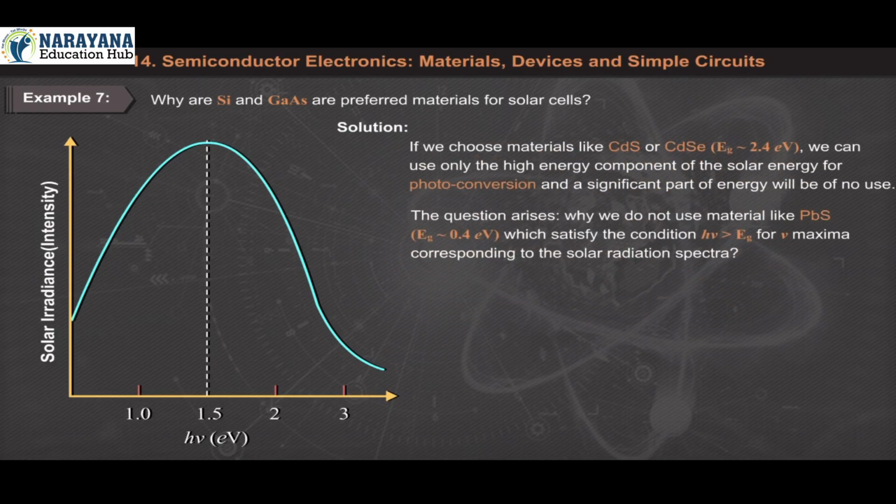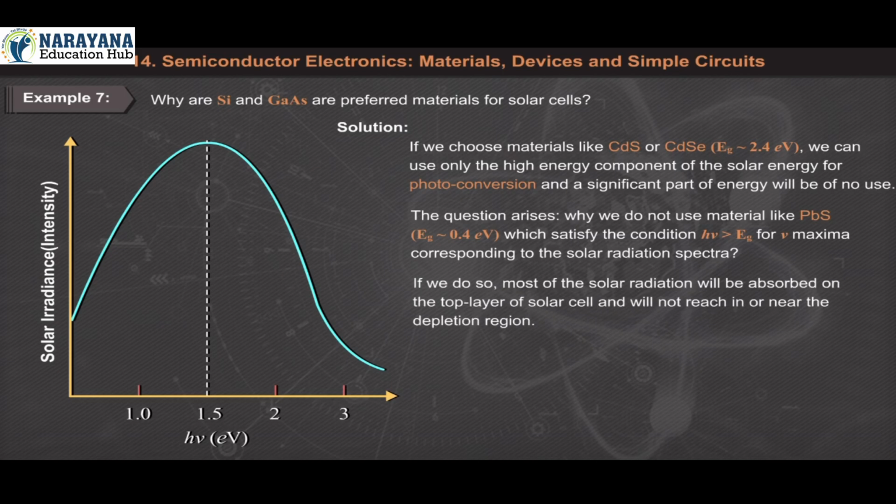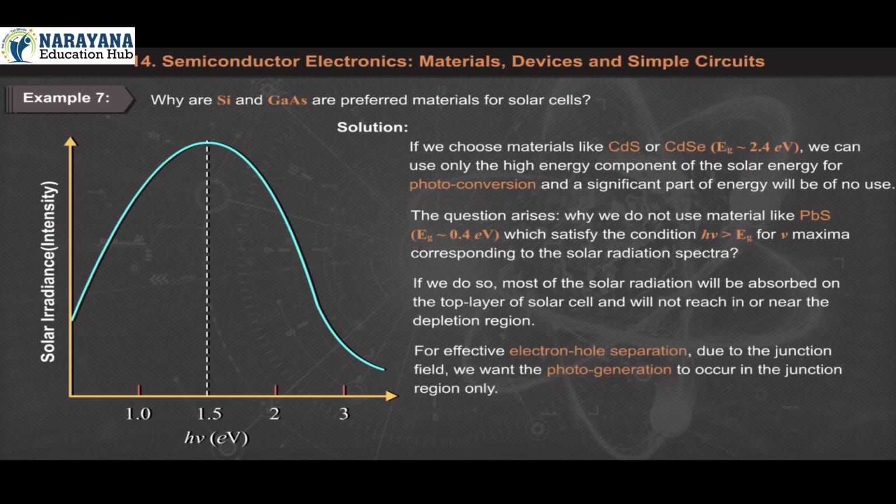The question arises, why do we not use material like lead sulfide, that is Eg ~0.4 electron volt, which satisfies the condition hν is greater than Eg for ν maxima corresponding to the solar radiation spectra? If we do so, most of the solar radiation will be absorbed on the top layer of the solar cell and will not reach in or near the depletion region. For effective electron-hole separation due to the junction field, we want photogeneration to occur in the junction region only.